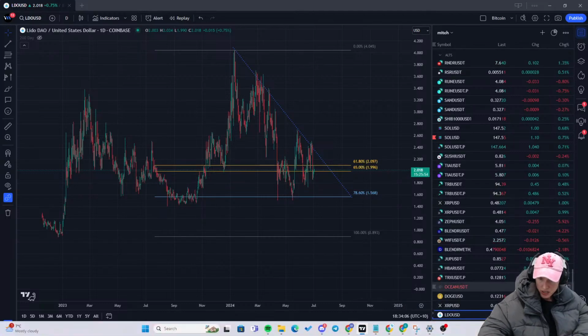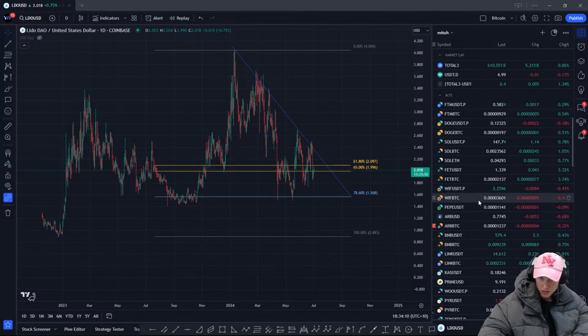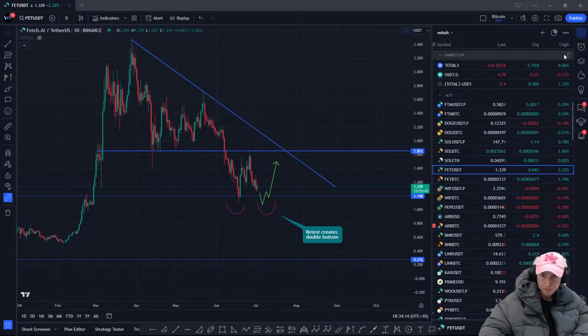I can get rid of Ocean now that that's merged with our lovely FET, which is hopefully not still dumping. No, it's up a fair bit today. In any case, let's move on to the next beta play.